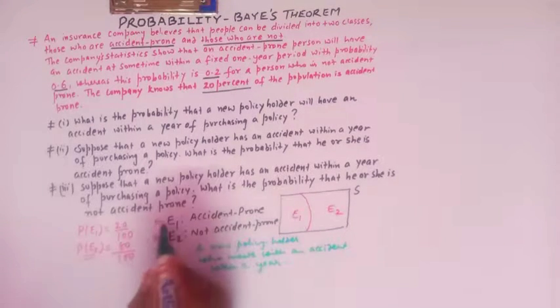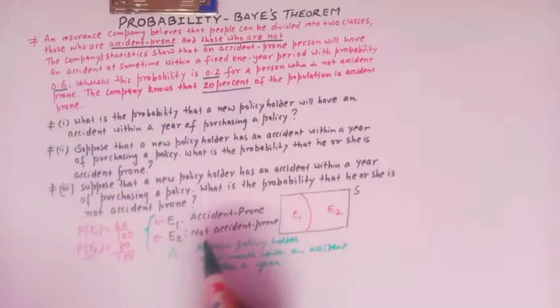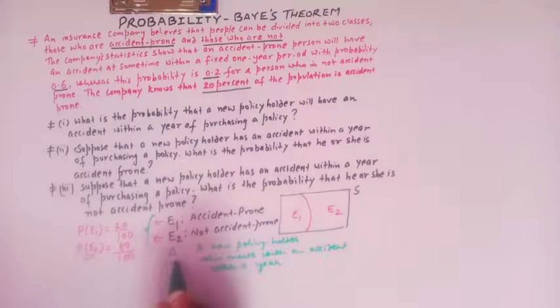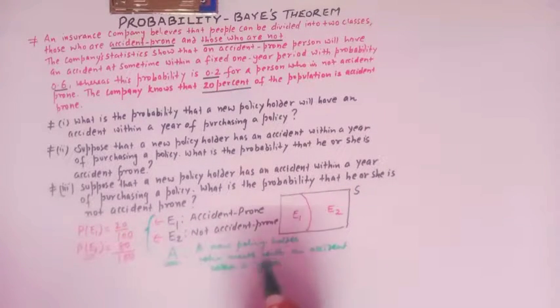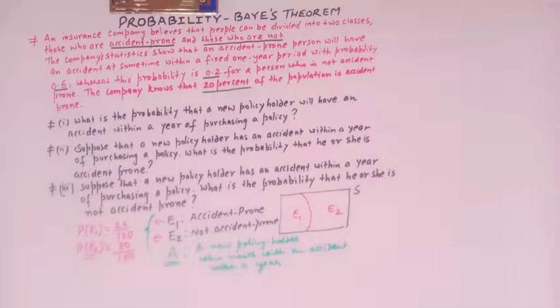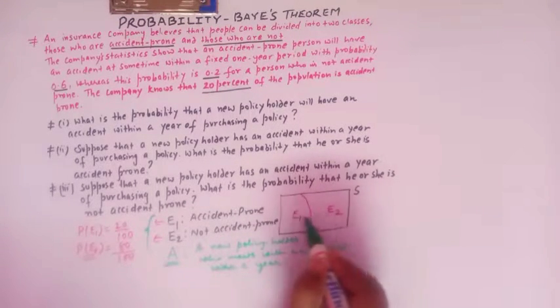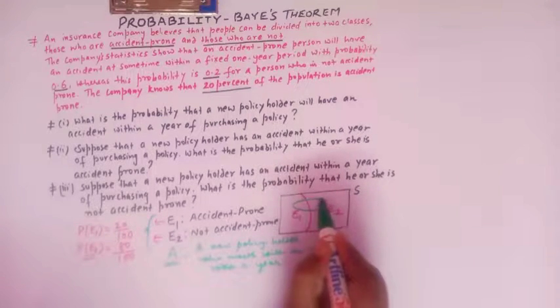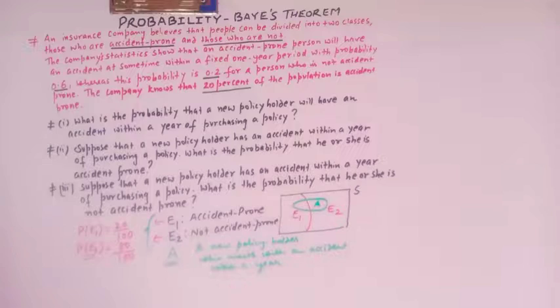So here we have now two events, E1 and E2. E1 is accident prone, E2 is not accident prone, and now event A is defined, which represents the new policy holder who meets with an accident within a year. This event A is defined on both these events, E1 and E2.